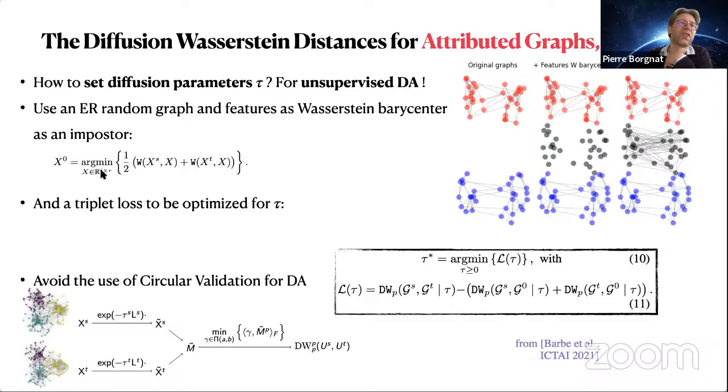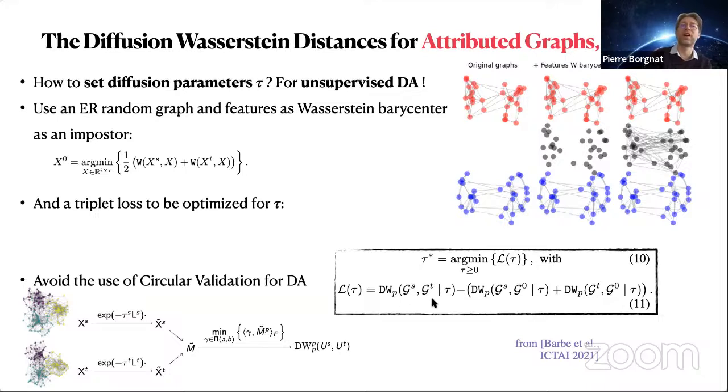For the features, the Wasserstein barycenter is the set of features which is minimizing the classical Wasserstein distance between this imposter X and the features of the source graph, and this imposter X and the features of the target graph. You then put this Wasserstein barycenter on an Erdős-Rényi random graph, and you obtain something on which you can compare your loss. And you want to maximize some loss, which is taken here as a triplet loss.